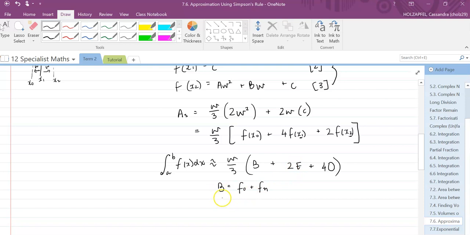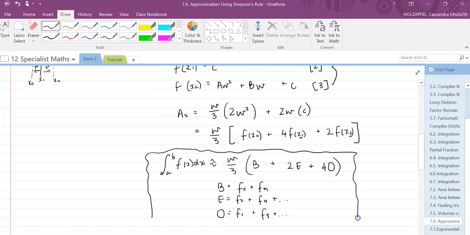My even values here are going to be equal to f2 plus f4 plus f6 and so on and so forth. And then I'm going to have my odds, which will be equal to f of 1 plus f of 3 plus f5 plus f of 7, all the way up until I reach my end value there. So that's where this function is derived from. This is actually quite a complex function to derive. But now that we've gone through this process, really all I want you to be able to do is remember and use this function here.